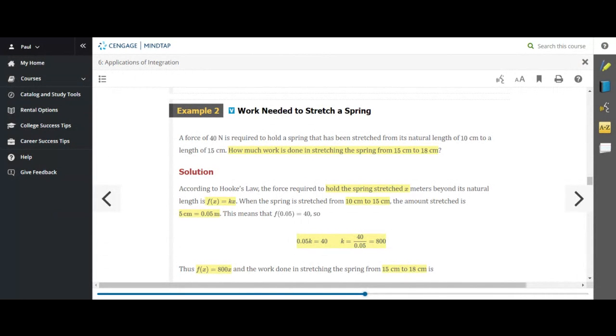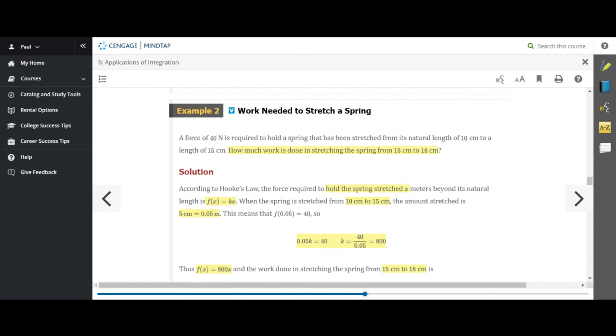So in this example, this is example 2 from section 6.6. A force of 40 newtons is required to hold a spring that has been stretched from its natural length of 10 centimeters to a length of 15 centimeters. How much work is done in stretching the spring from 15 centimeters to 18 centimeters? Well, let's talk about that. According to Hooke's law, the force required to hold the spring stretched x meters beyond its natural length is f of x equals k times x.